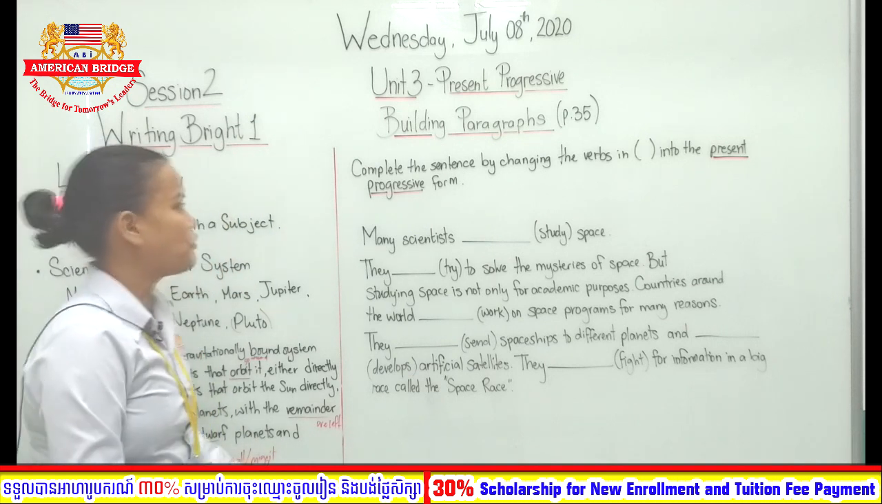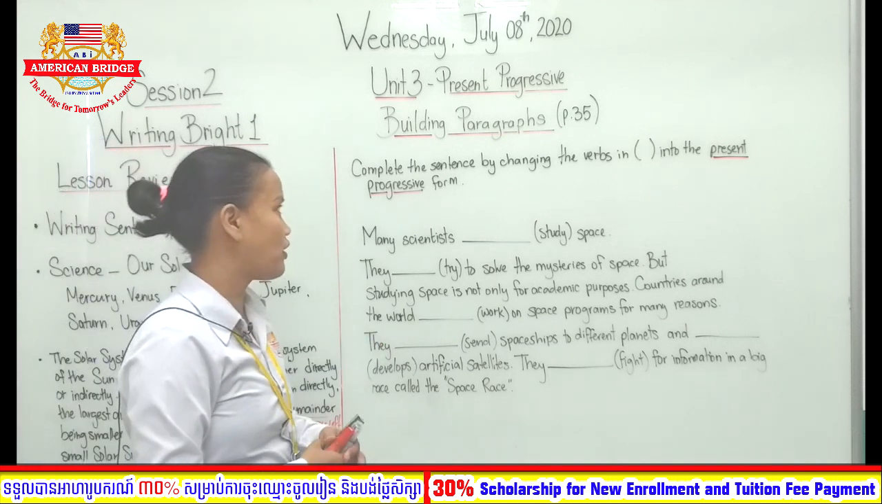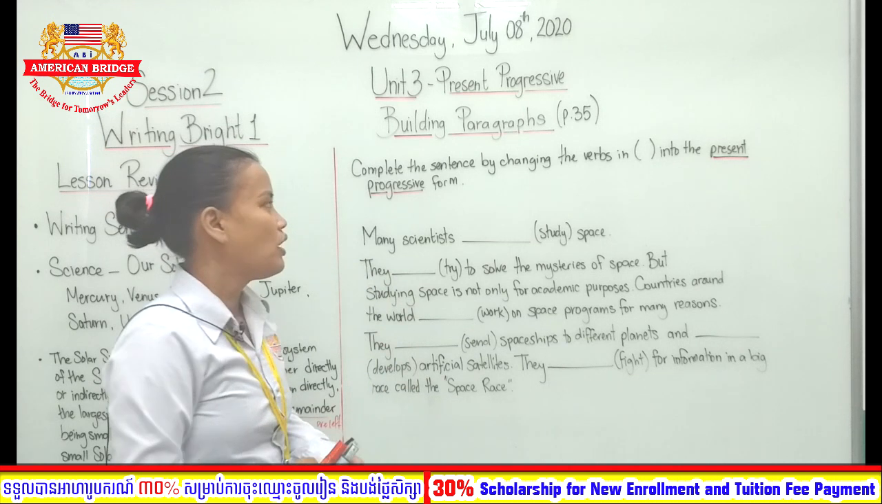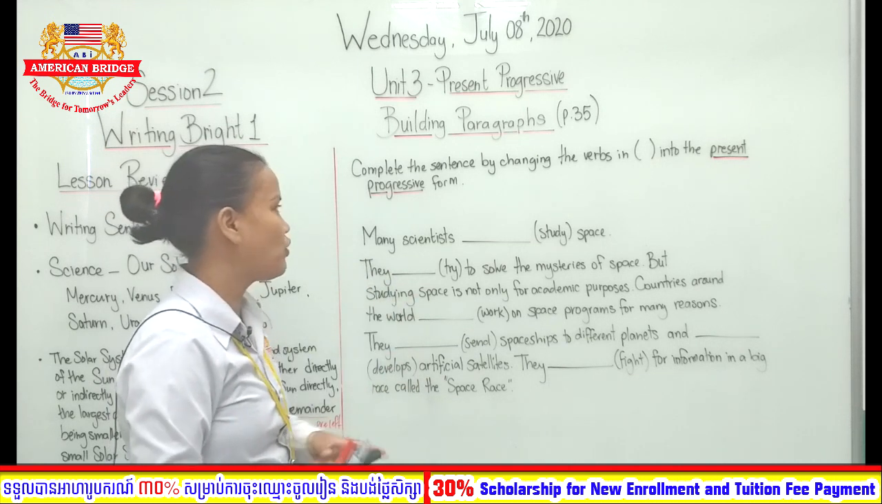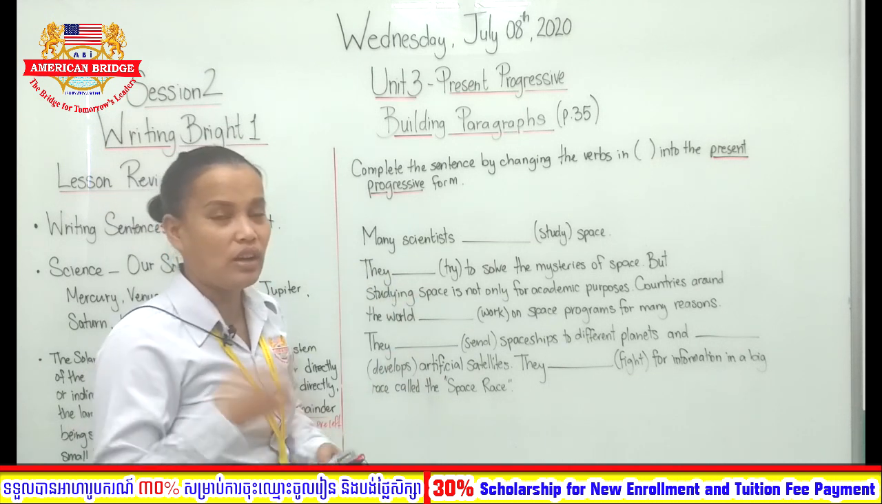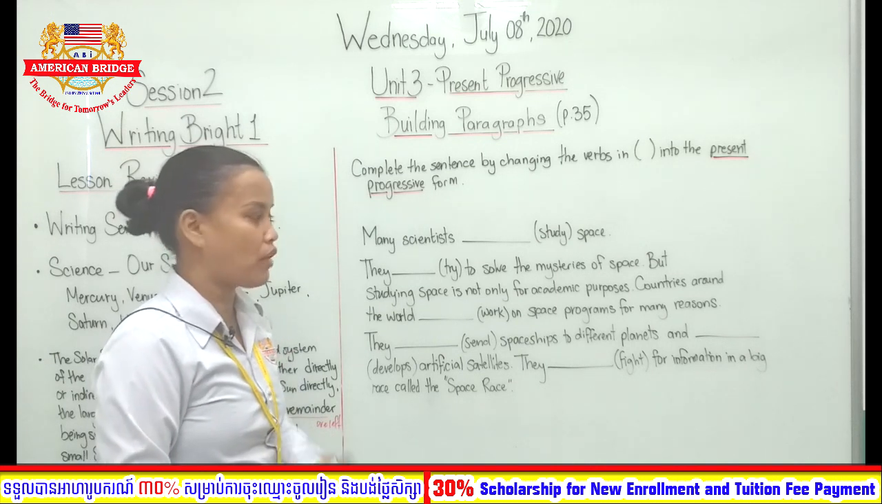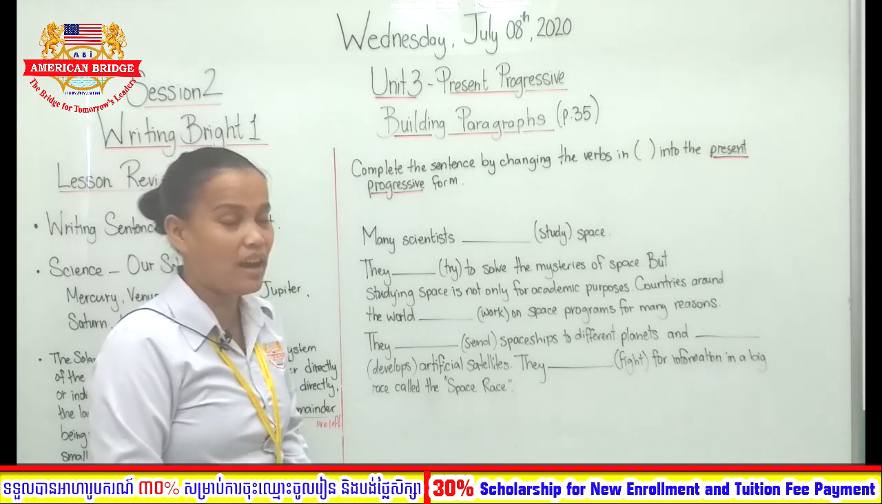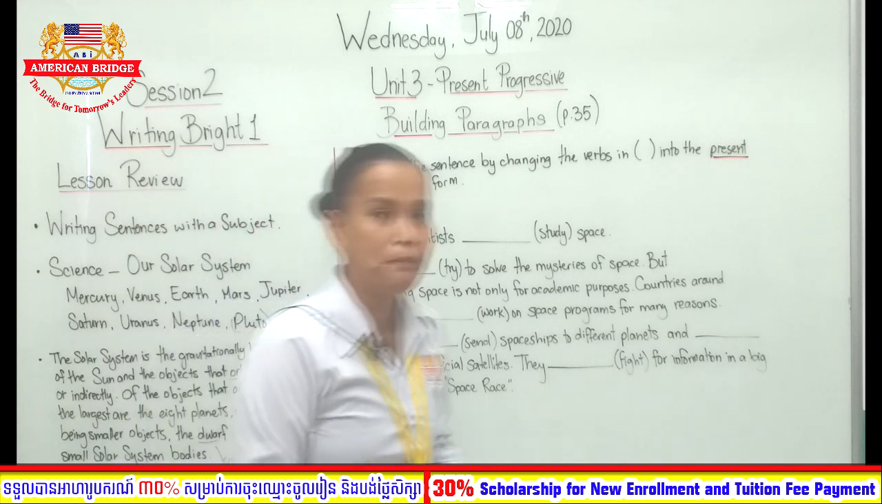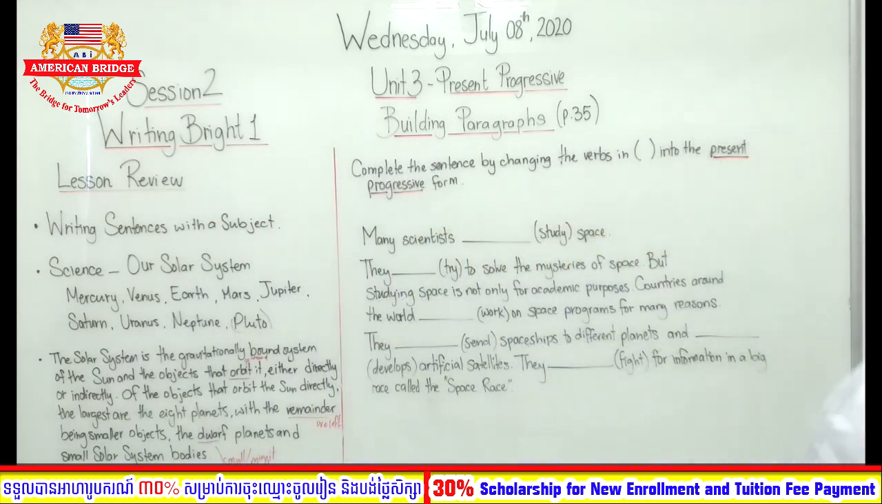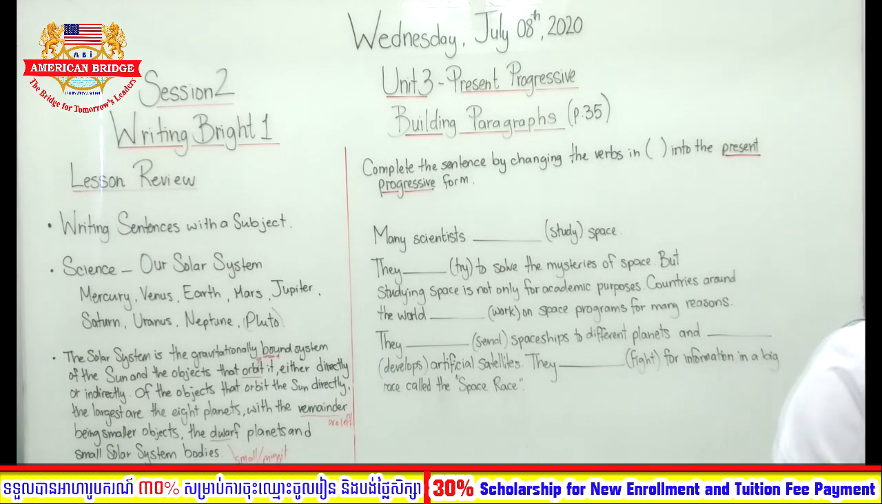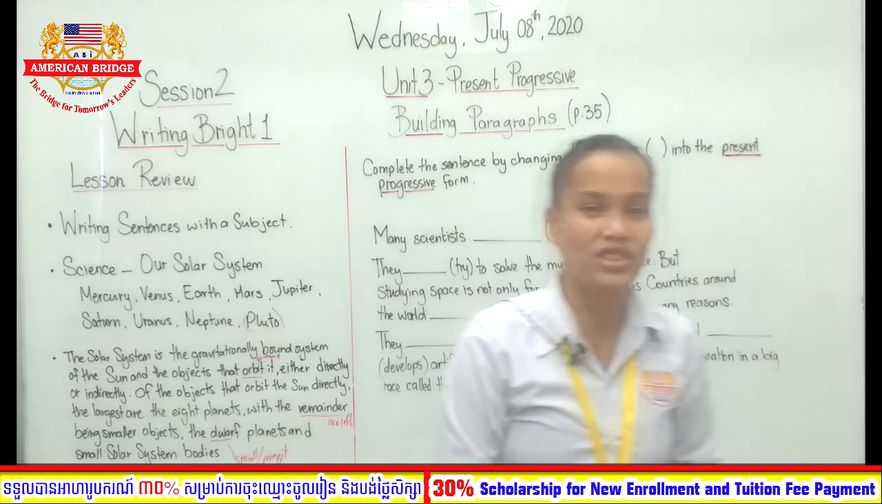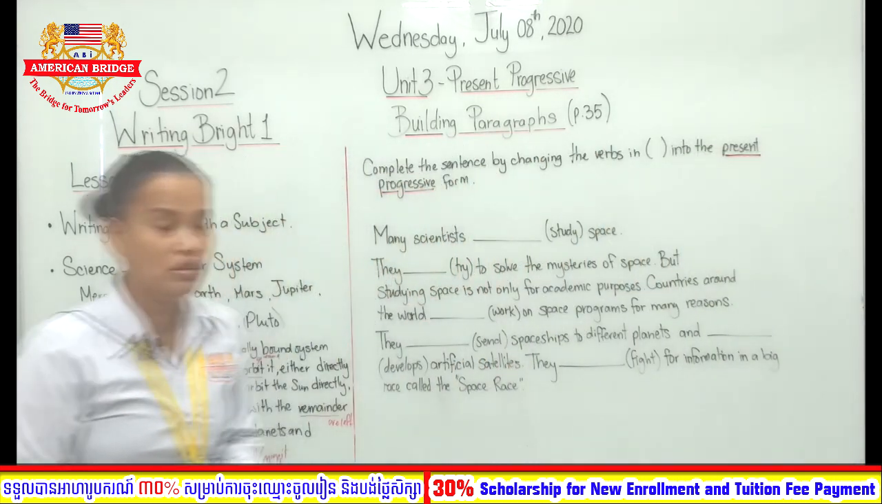Please open your book to page 35. Now on page 35, what we need to do, we're going to do this together. We need to complete the sentence by changing the verbs in brackets into present progressive form. Now, do you remember what present progressive form is and how we form it? Do you remember? Okay, so it's a verb by adding ing, right? Ends with ing, correct? Do you remember?